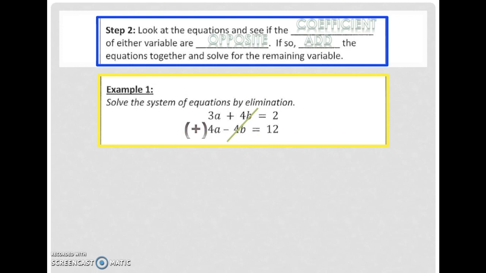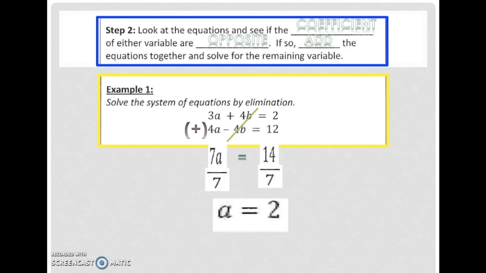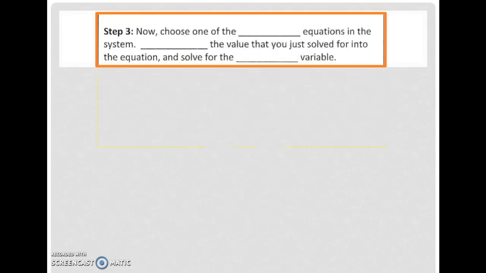Next, we're going to add. So let's just do simple addition. 3a plus 4a is 7a and 12 plus 2 is 14. One-step equation. Divide both sides by 7. a is equal to 2. That was easy. Let's take a look at step 3.